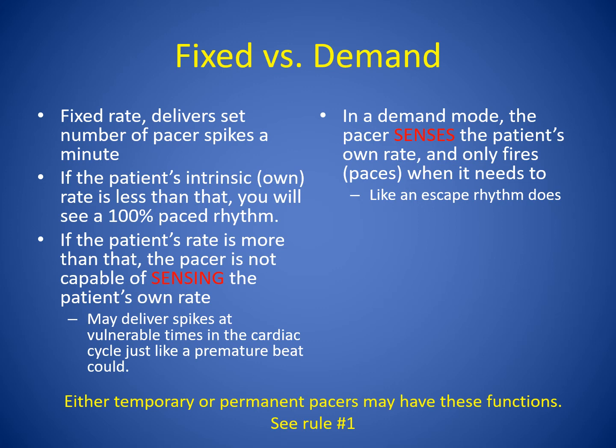But in demand mode, that's a setting where the pacer will sense the patient's own rate, and it will only fire or pace when it needs to. And again, kind of like an escape rhythm does. So when your SA node fails, your junctional may kick in, or if your SA and your junction fail, then your ventricular escape beat would come in. But this pacemaker will kick in at the set pacer rate to make sure that the patient does not go below that set rate, and senses the patient's own rhythm so that it will only come on when the patient needs it.